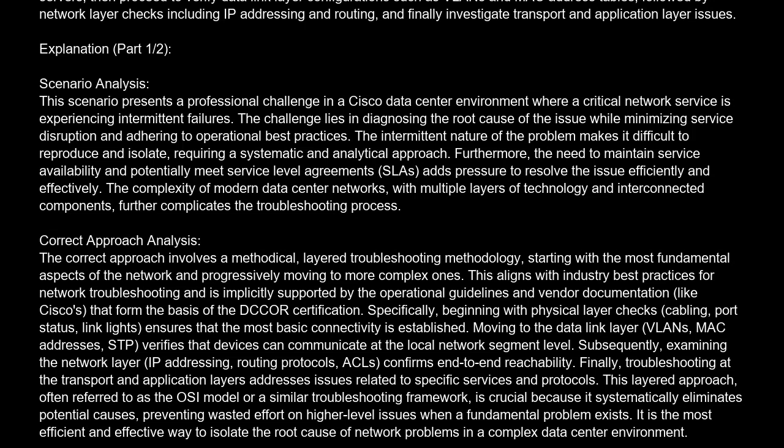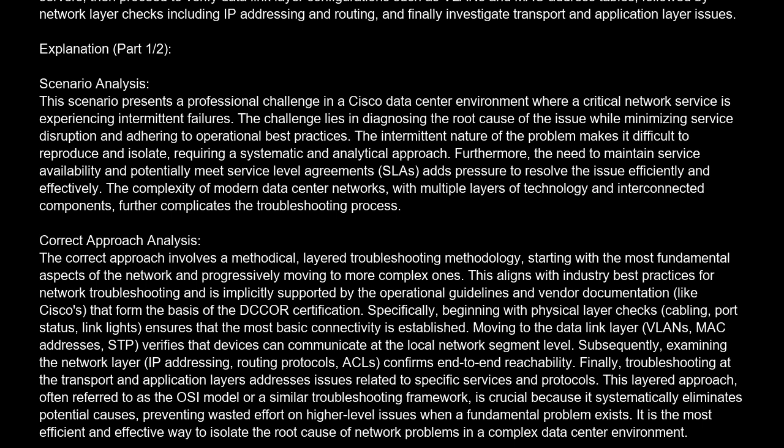Correct answer is A. Begin by examining the physical layer connectivity, including cable integrity and port status on all relevant switches and servers. Then proceed to verify data link layer configurations such as VLAN and MAC address tables, followed by network layer checks including IP addressing and routing, and finally investigate transport and application layer issues.